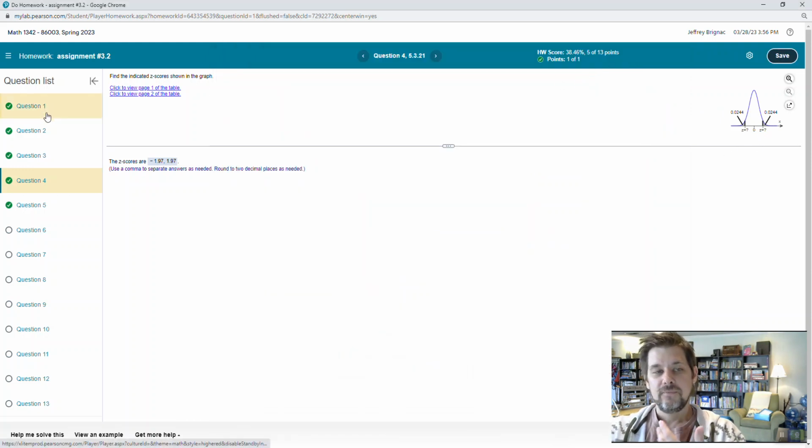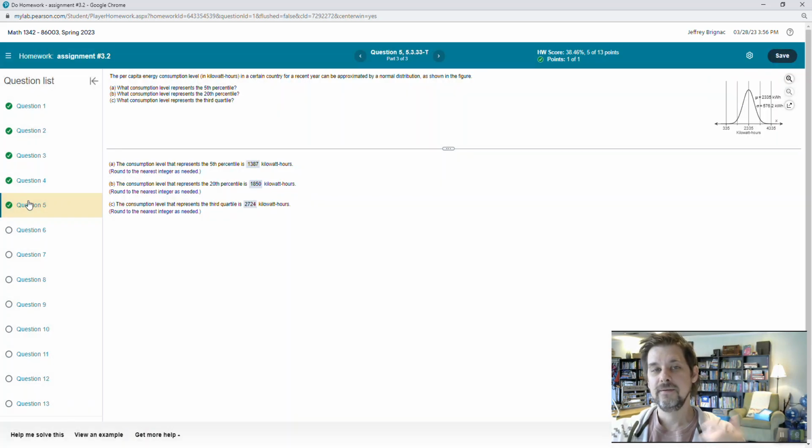Now, so far when I do questions 1 through 4, I'm just trying to get you acquainted with the numbers that we're concerned with on the normal distribution and how to use StatCrunch in particular to find them. Now here's an application though, like a problem where we would use a normal distribution and StatCrunch to solve it. So here is a normal distribution that represents a certain kind of data. It's the per capita energy consumption in kilowatt hours in a certain country for a recent year.